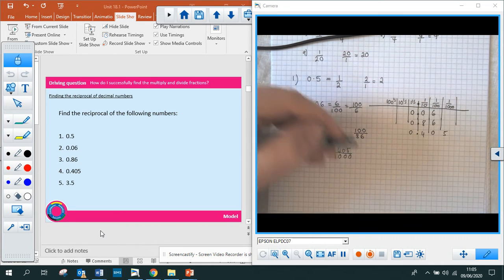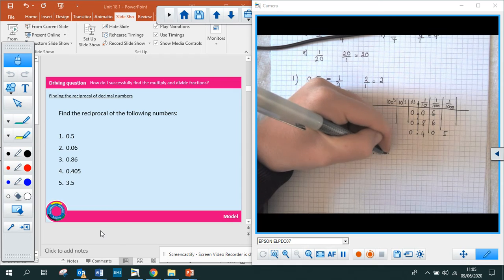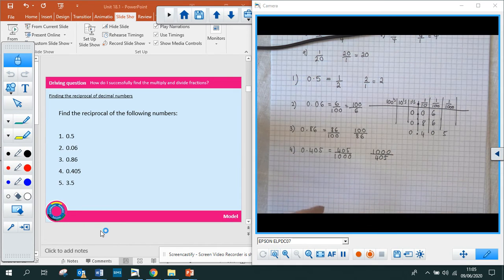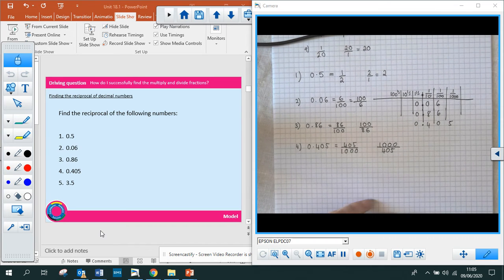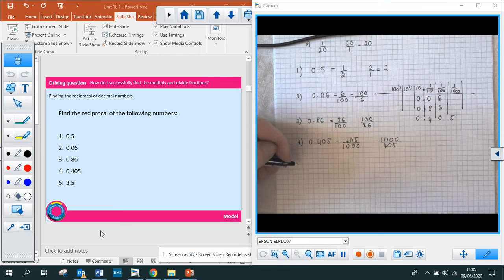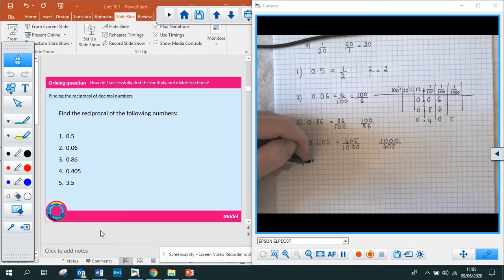Okay, find the reciprocal. It's going to be 1,000 over 405. You shouldn't get any of this complicated. This is just so you understand the practice. Okay, and then finally, number 5, we've got 3.5.